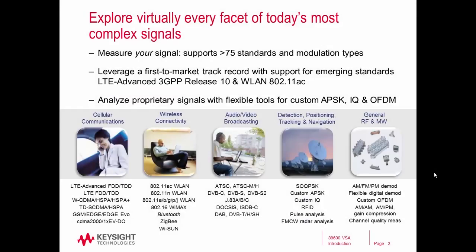In terms of what types of signals the 89600 VSA software can demodulate, it actually supports over 75 different signal standards and modulation types. Some of the key ones are shown here at the bottom of the slide, broken out by industry, and hopefully this gives you an idea of the sheer breadth of applications that this software can cover. We're constantly working to update and enhance the software, and we've been able to be first to market with some of the latest commercial wireless formats like LTE Advanced and 802.11ac.